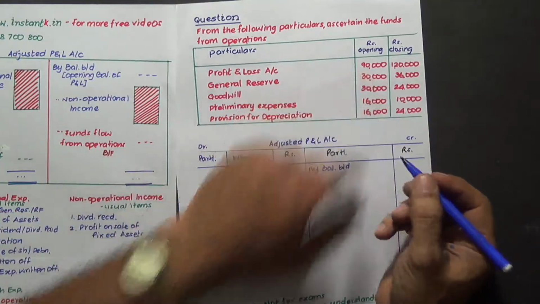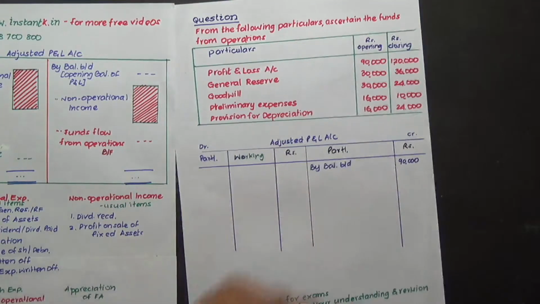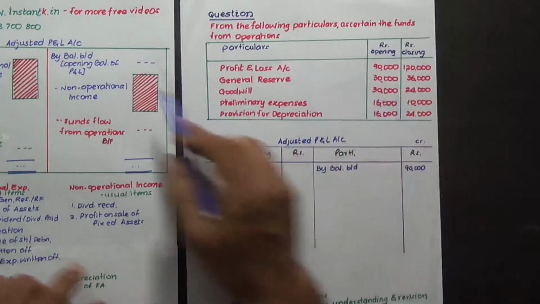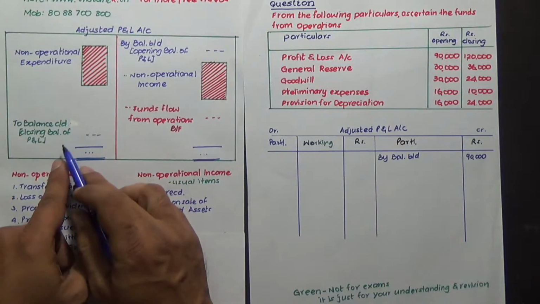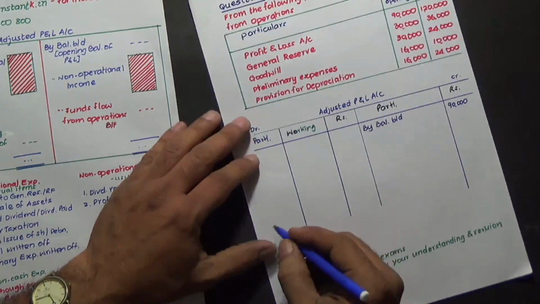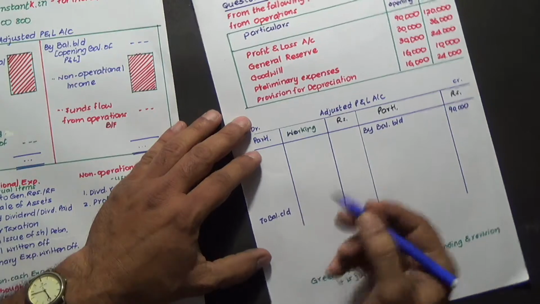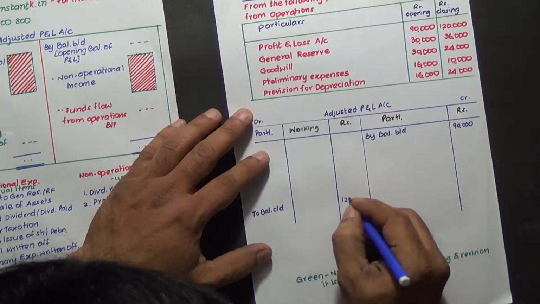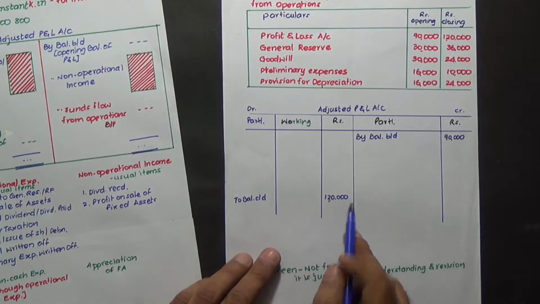How much? 90,000. Then the next item is the closing balance. Once you write this, you can immediately write the closing balance of P&L. I'm going to give a little bit of space, and at the end I'm going to write closing balance, balance carried down. Given in the problem, 1,20,000. This is given in the problem, so no working is to be done, 1,20,000.